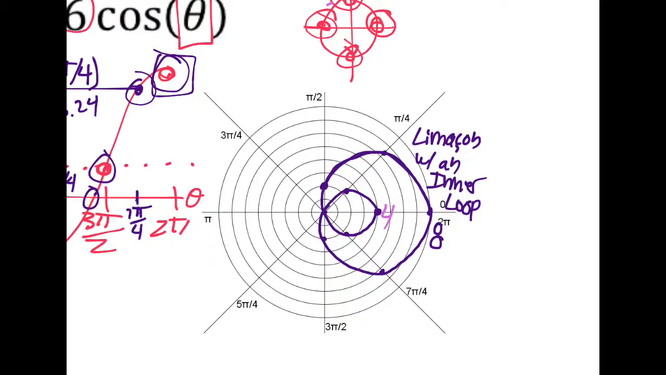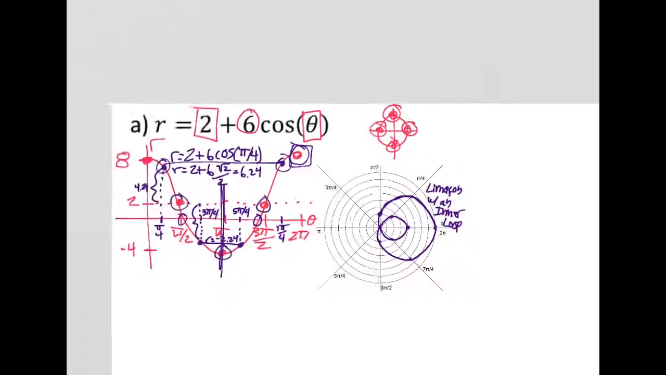So a lot of symmetry and pieces you can use and recognize to make sketching these a little easier in the future. But there you have it. It is our limaçon with an inner loop.